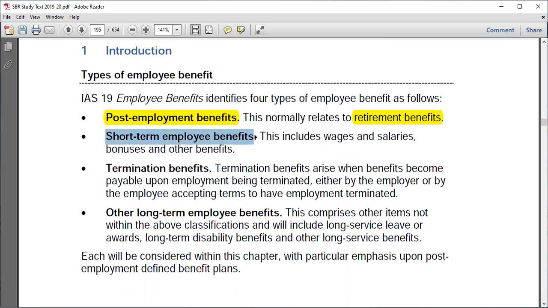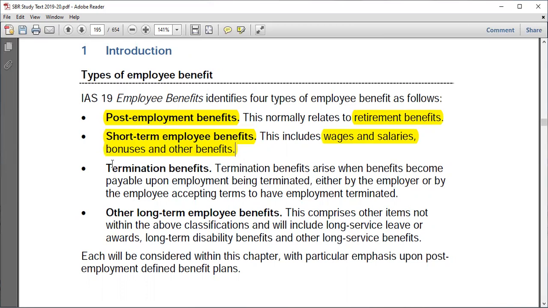Examples of short-term employee benefits are like these salaries, right? When you are actually in employment, for example, wages, salaries, maybe you can have bonus and other benefits. So these are short-term employee benefits, which are normally not post-employment, right?